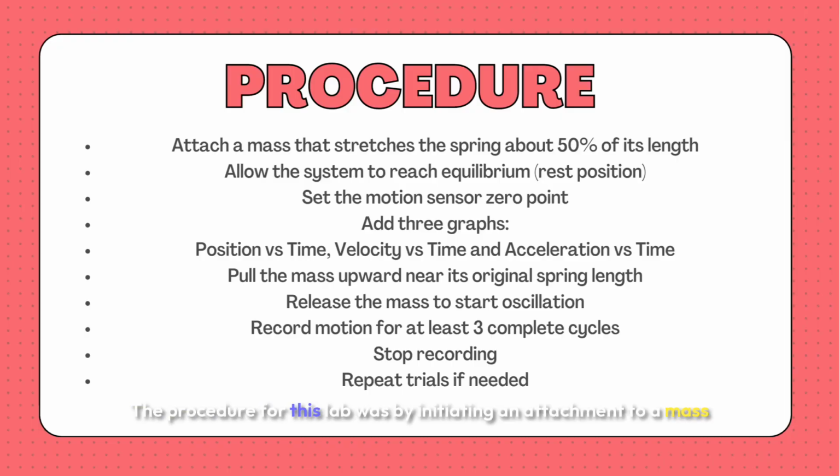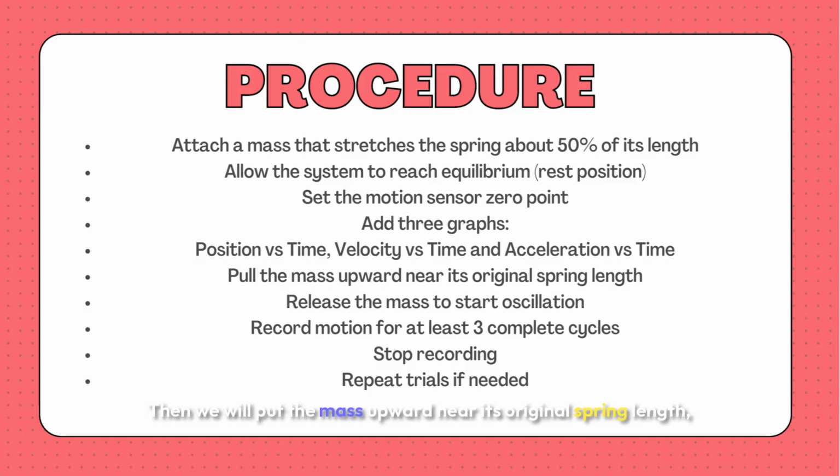The procedure for this lab began by attaching a mass that would stretch the spring about 50% of its initial length. This allowed the system to reach equilibrium, which is the rest position. Then we set the motion sensor at the 0 point and added the 3 graphs that we were required to have: the position versus time graph, the velocity versus time graph, and last but not least, the acceleration versus time graph.